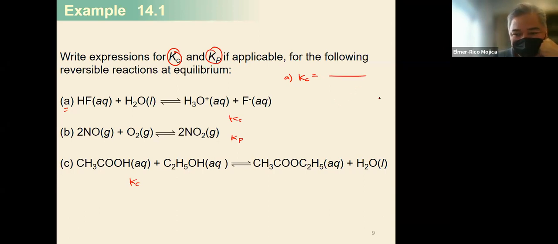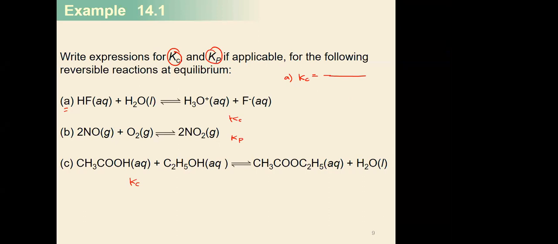Anyone? I want you to participate, because this is one way for you to learn. So what will I put in the numerator, and what will I put in the denominator? Concentration of H3O plus times concentration of F minus, divided by concentration of HF. There.